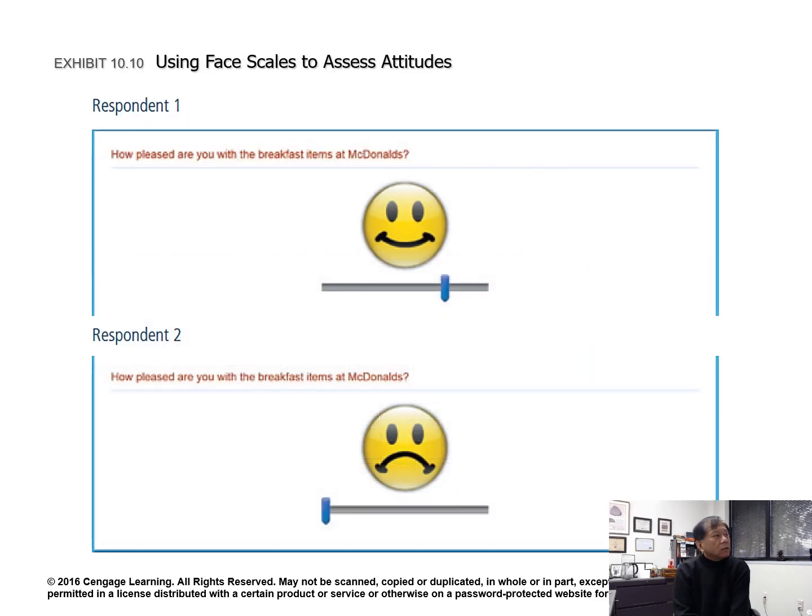This is using a face scale to assess the attitude. Respondents, how pleased are you with the breakfast item at McDonald's? Okay? You can move the bar to the right, it becomes a happy face. You can move the bar to the left, you see a sad face. You can move that to reflect your feeling or your emotions. Okay?